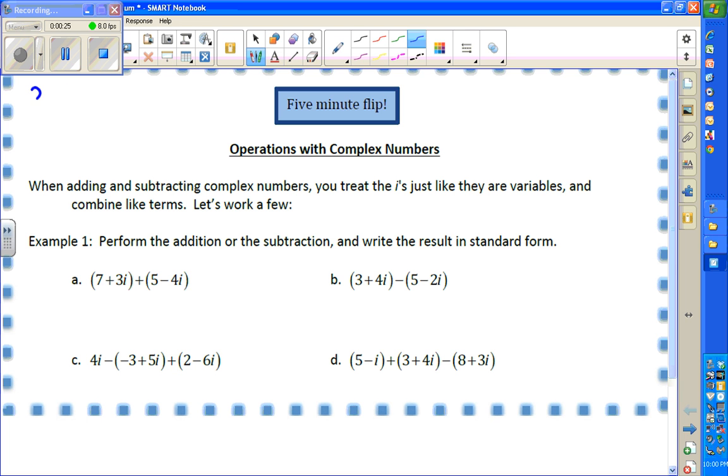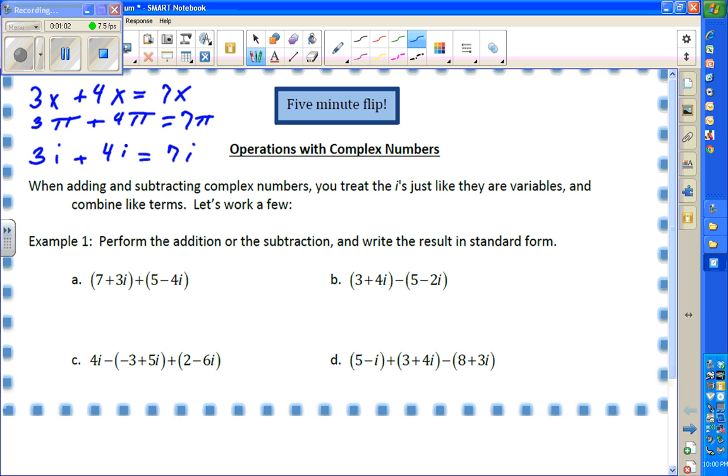If I were to simply do 3x plus 4x, every single one of you would know that that is 7x. If I did 3 pi plus 4 pi, you would also know that was 7 pi. So in the same way, if I did 3i plus 4i, I'm sure you can see the pattern, we have 7i. All right, so let's do some of the math here below.